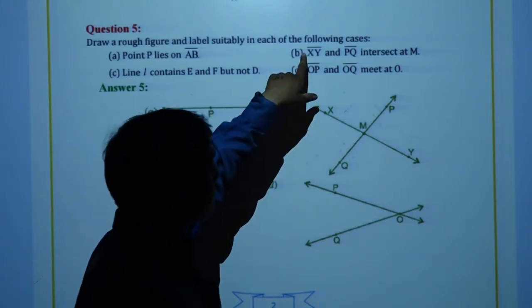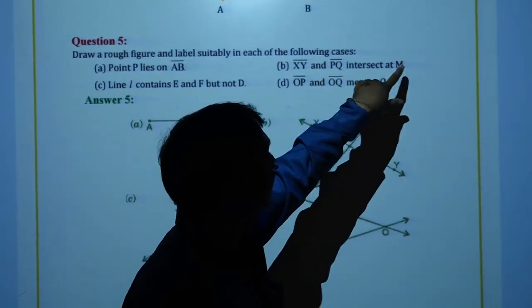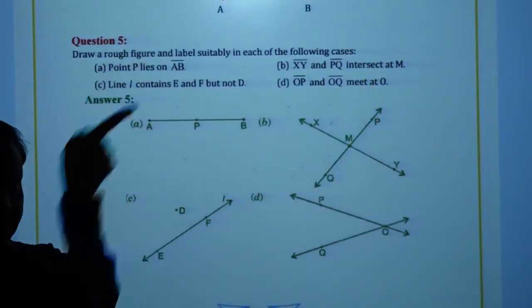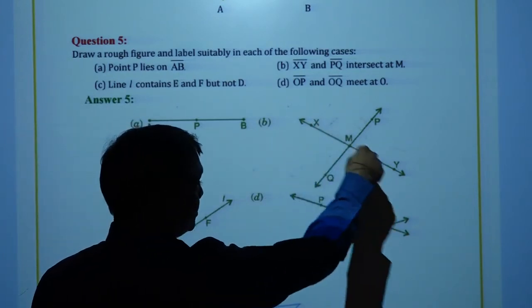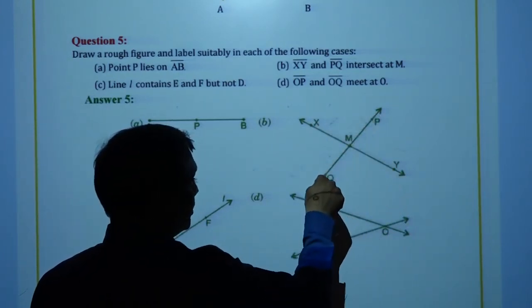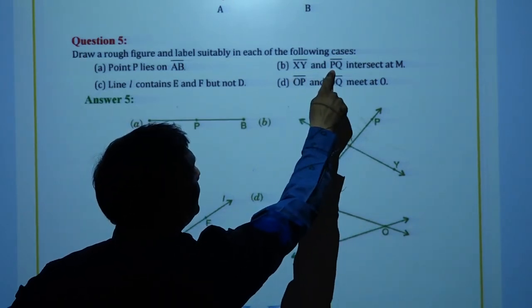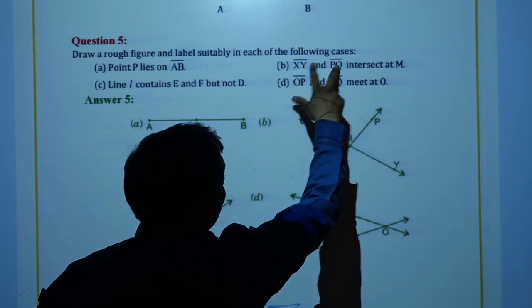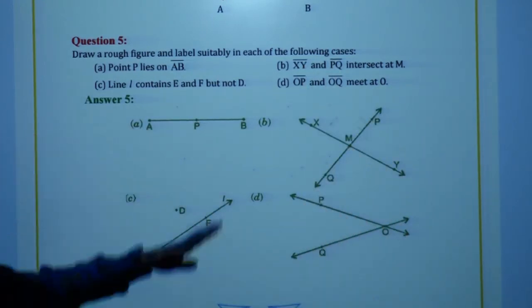Second one, XY and PQ intersect at M. Two lines are there. XY and PQ intersect at a point, the intersecting point M. It is a point M. You have to draw XY and PQ. Both lines intersect at M. Wherever the lines are meeting, that point is M. This is the intersection point.